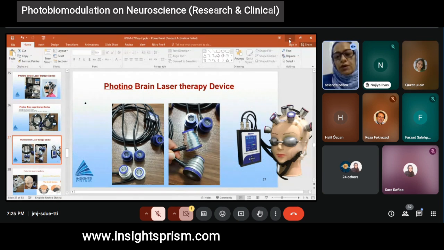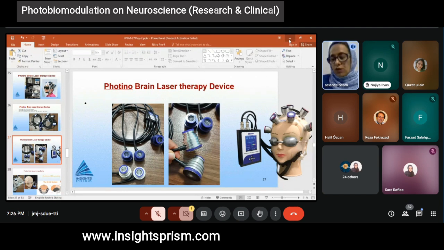As you have seen in this picture, this device has a control unit, and also it has 8 laser probes. Each laser probe has the 810 nanometer wavelength, I mean the infrared wavelength. As you have heard from all speakers, this wavelength has very good penetration, and is recommended in much of the literature as very good for PBM in brain disorders.